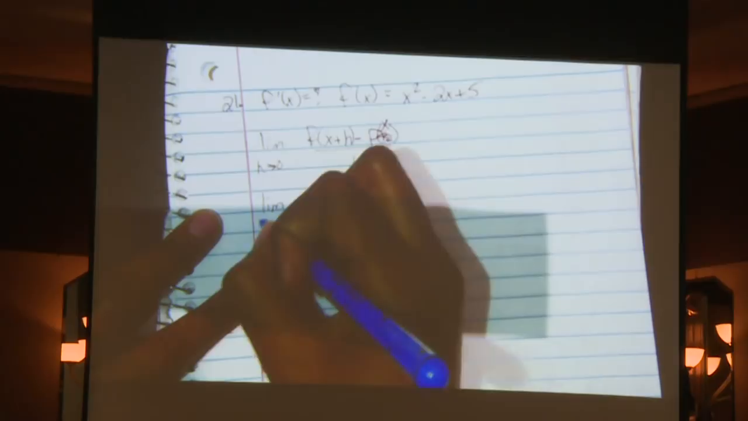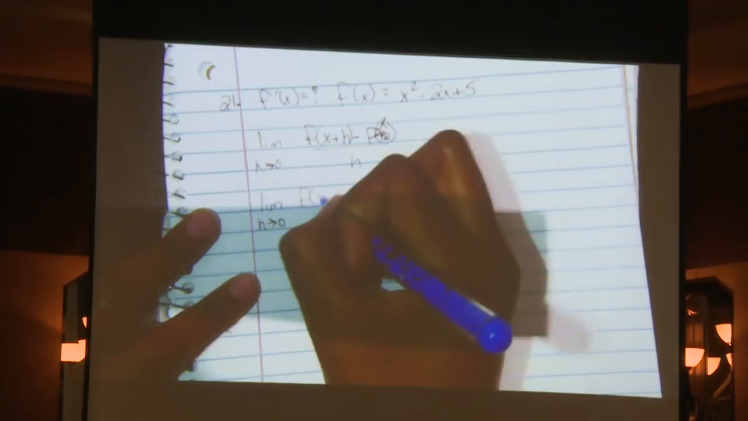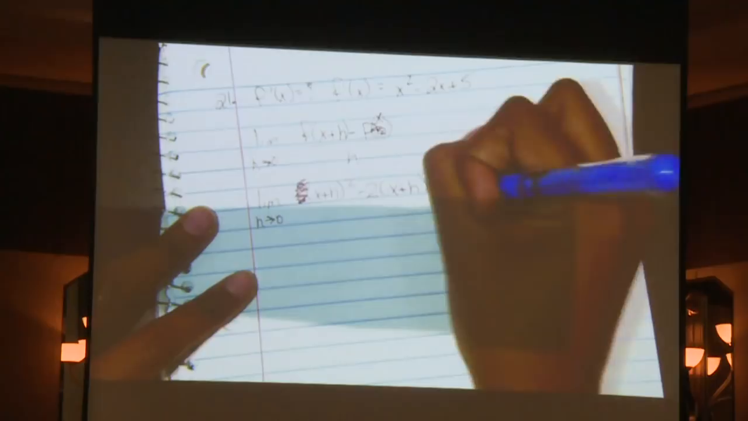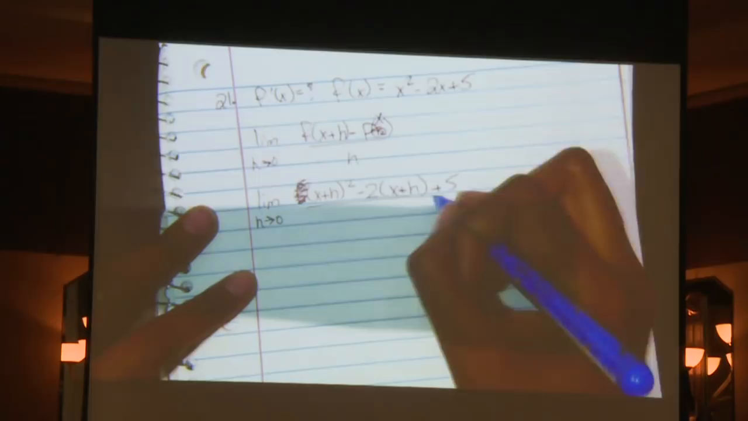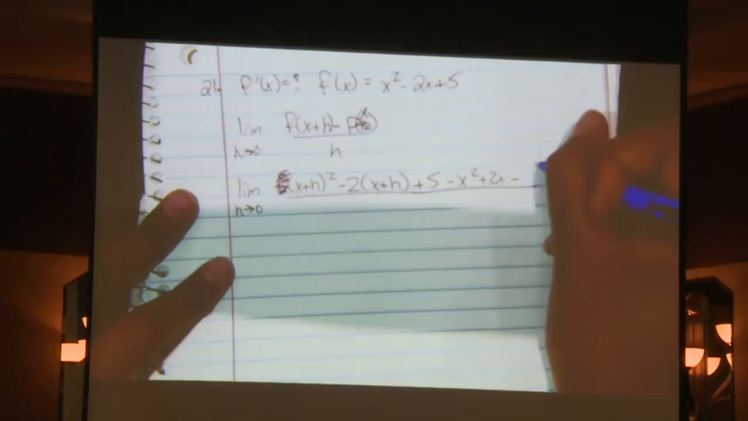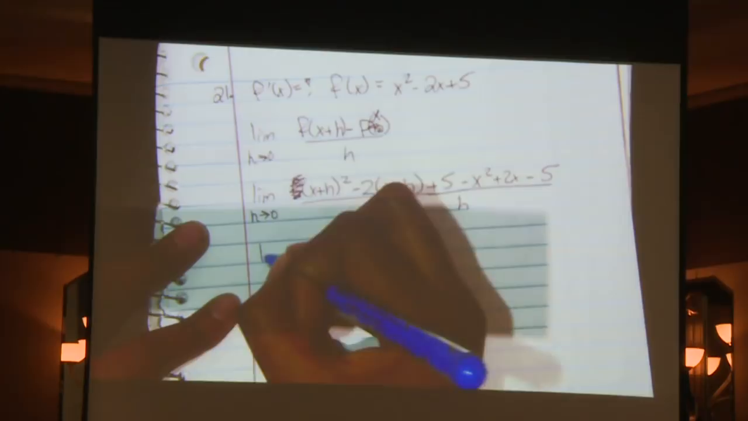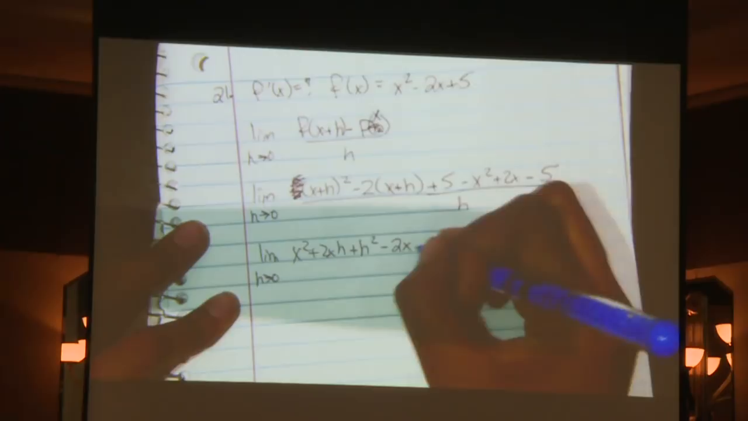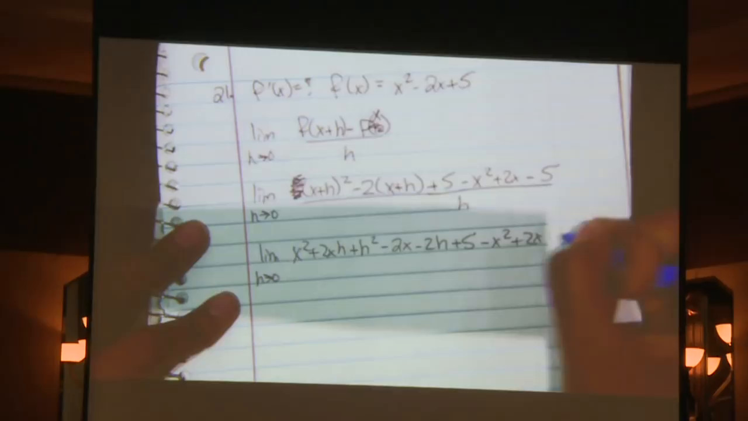So the limit of x plus h squared minus 2 times x plus h plus 5 minus x squared plus 2x minus 5. I'm just going to distribute that negative to this equation, so minus x squared plus 2x minus 5. Then I'll FOIL that, and you should end up getting x squared plus 2xh plus h squared minus 2x minus 2h plus 5 minus x squared plus 2x minus 5, all over h.